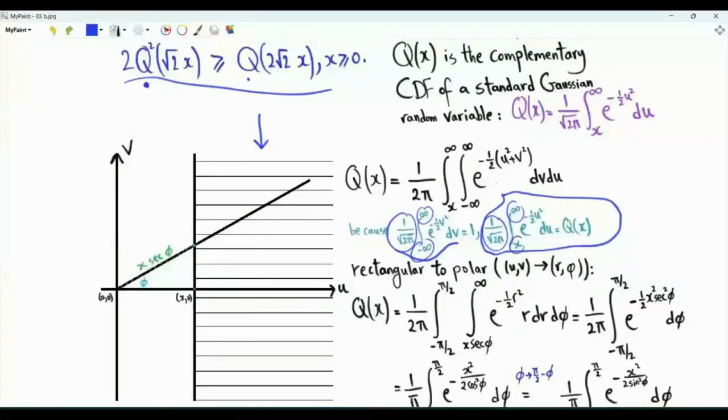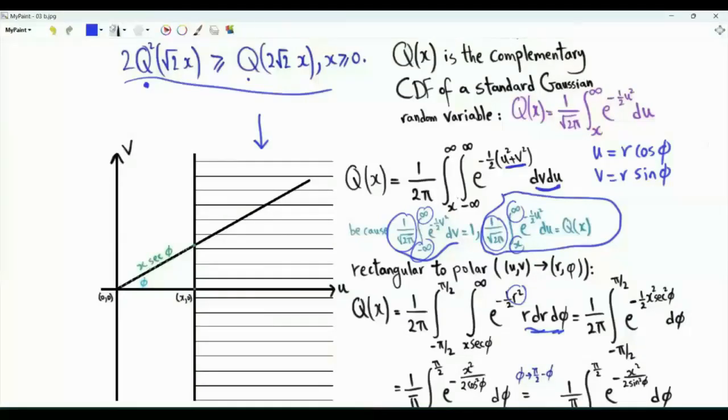Let's now do a change of variables. Let u be equal to r cosine phi and v equal to r sine phi. In other words, we do a change from rectangular coordinates to polar coordinates. u squared plus v squared is equal to r squared. du dv is r dr d phi.